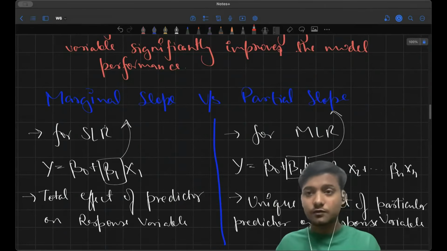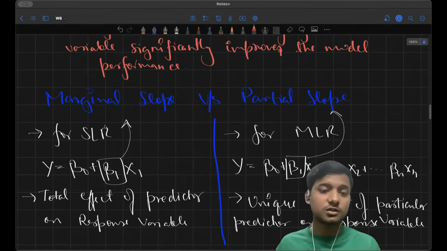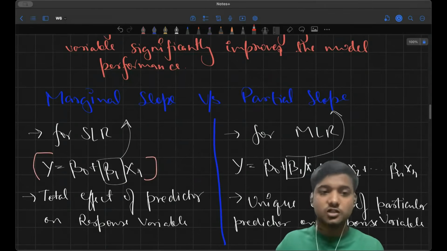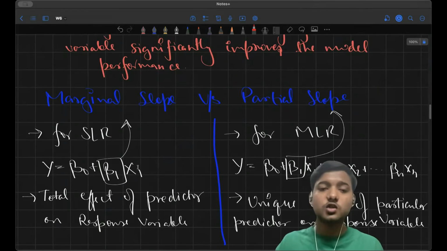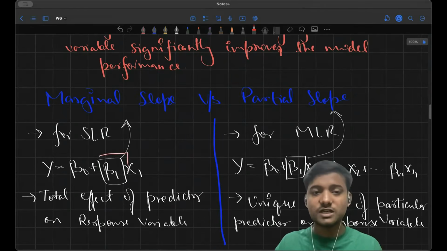So we have two types of slopes. The first one is known as marginal slope. The second one is partial slope. When we were dealing with this kind of linear regression model, which is simple linear regression, you had only marginal slope. So this beta 1 which you are seeing here is known as marginal.